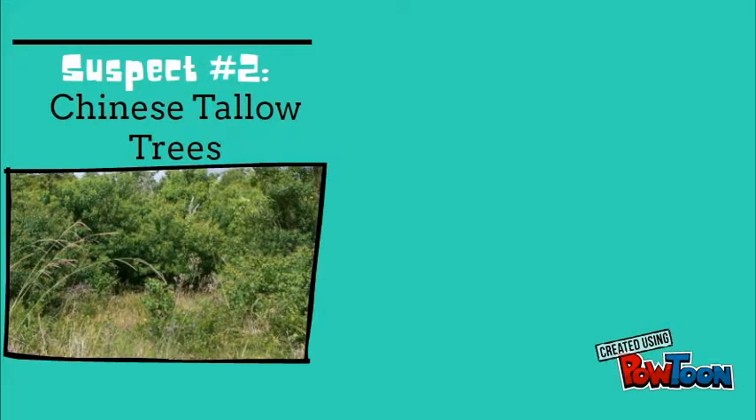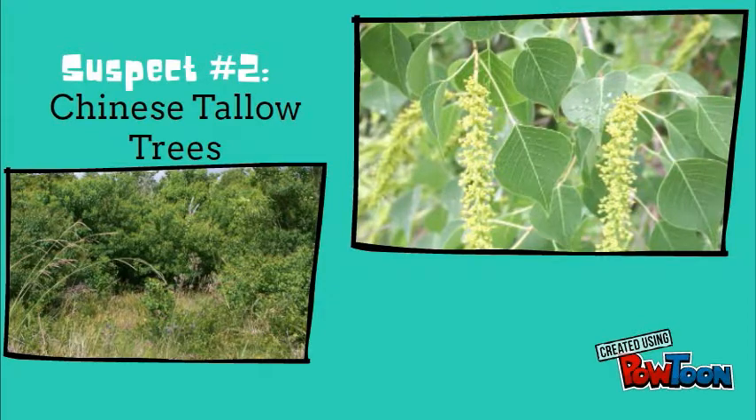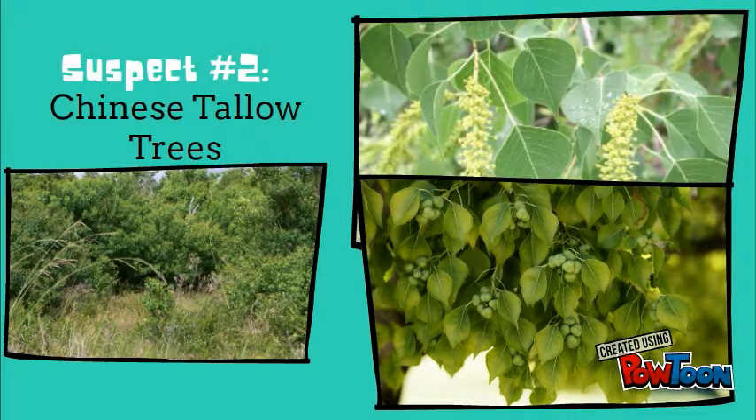Our next suspect is the Chinese tallow tree. This was an ornamental plant introduced from China and Japan. It's likely that you have one of these in your neighborhood. You can identify this because the leaves are heart-shaped, flowers are yellowish and dangling, and the fruits are greenish, lobed, and found in clusters at the end of the branches.